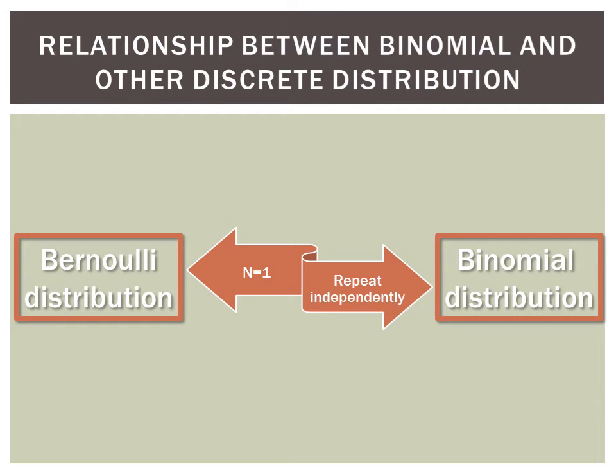Moreover, for better understanding, let's briefly go through the relationship between binomial and other discrete distributions. When we repeat the Bernoulli experiment independently n times, it performs binomial distribution. And when n equals 1, it's Bernoulli distribution.